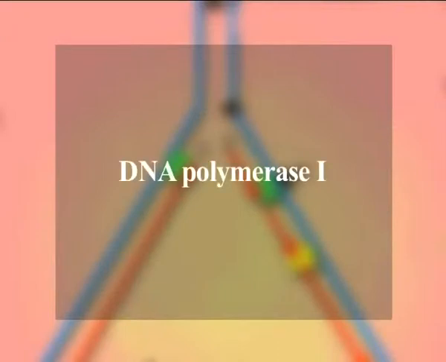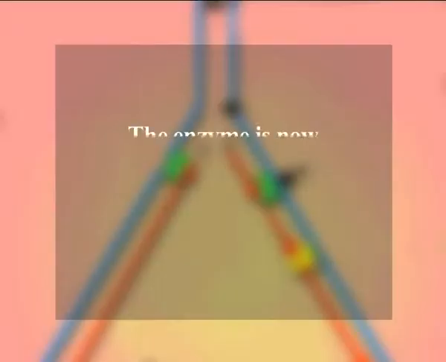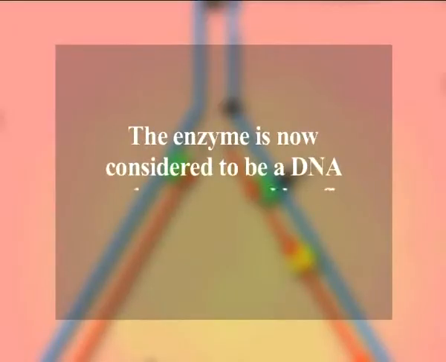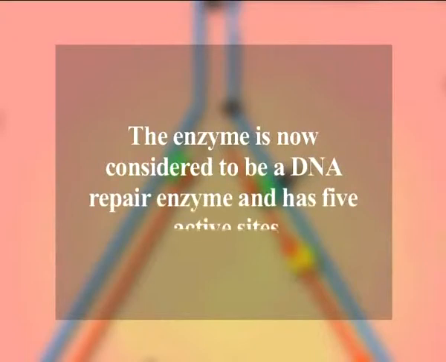Let us discuss them one by one. DNA polymerase 1. DNA polymerase 1 was the first enzyme suggested to be involved in DNA replication. The enzyme is now considered to be a DNA repair enzyme and has 5 active sites.